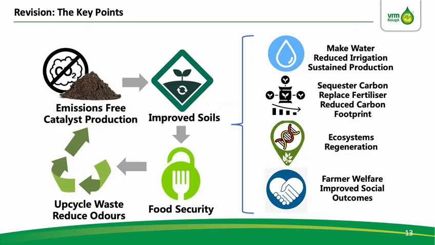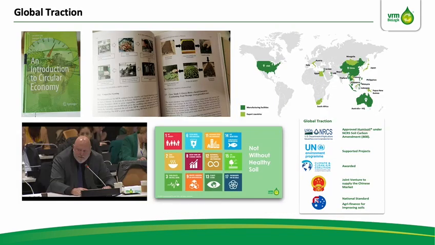Quick recap. We upcycle organic wastes through an emissions-free catalyst production method to continue that soil photosynthetic reaction and catalyze the biological carbon sequestration and water manufacture in improving soils and therefore achieve better food security, hence leveraging organic wastes for regenerative climate solutions. All of what you've just heard has been published as a best practice in the textbook, An Introduction to Circular Economy, certified as a soil carbon amendment by the USDA, recently presented at the UN and the FAO level, awarded by the CCAC, projects in 33 countries and territories, supporting 12 out of 17 UN SDGs.